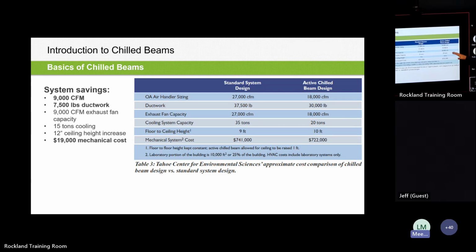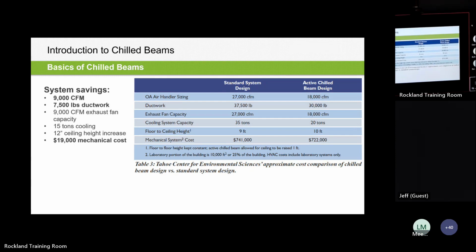So you can see, and we summarize on the left side there, that we were able to reduce the CFM for the project quite significantly, and the tonnage down to 20 tons as opposed to 35 tons for the all air system. And then mechanical cost even ended up being fairly neutral to slight savings. So that's added with operational cost reductions for each year.